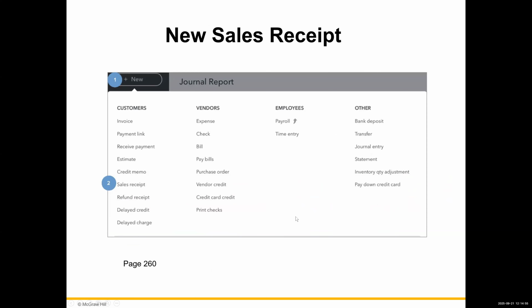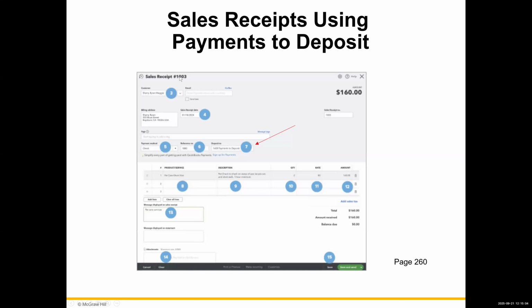Okay, let's take a look at what a sales receipt looks like. Again, you would go create button, sales receipt. And here it is. So you can look at this and read about this in your book. One thing I want to bring to your attention is here, you're depositing to payments to deposit. So this means that you're going to be debiting this account, payments to deposit. You're not going to be debiting your cash account, your checking account. So that's what I want you to know.